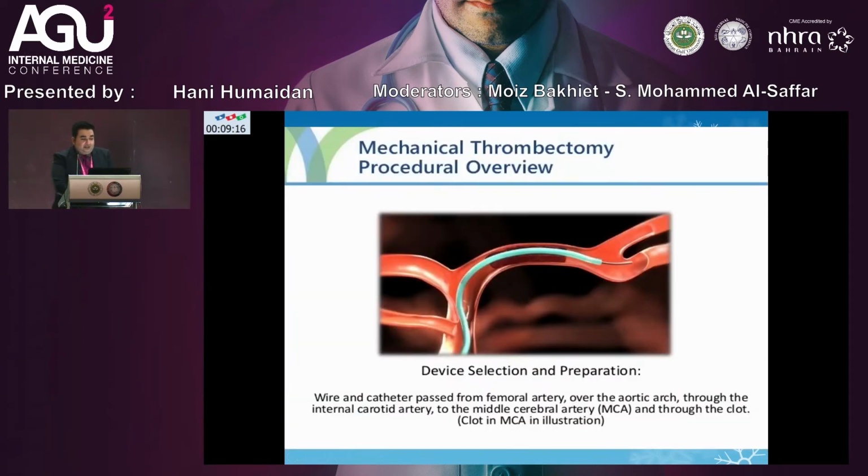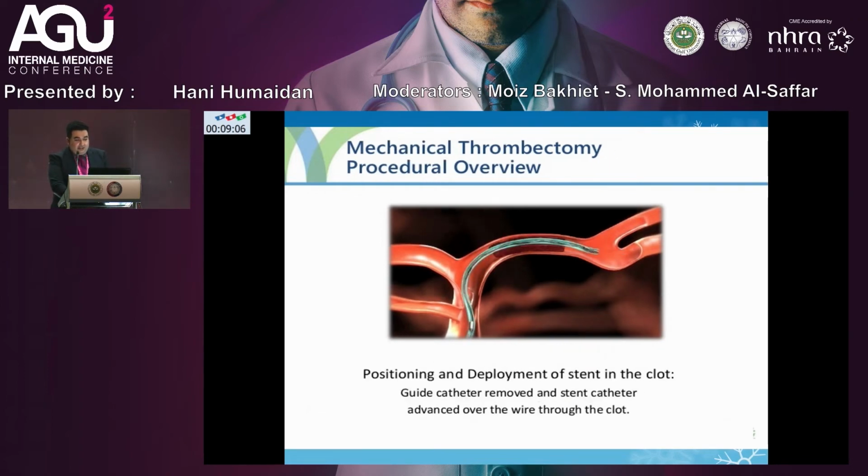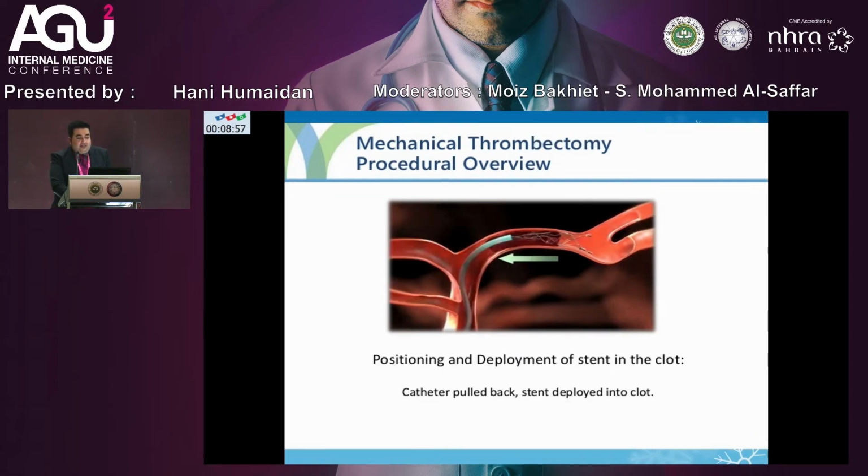So for mechanical thrombectomy, the wire and catheter are passed from the femoral artery over the aortic arch through the internal carotid artery to the middle cerebral artery and through the clot. You can see in the diagram. Then the guide catheter is removed and the stent catheter advanced over the wire through the clot. Then the catheter is pulled back and the stent is deployed, so it opens up into the clot.